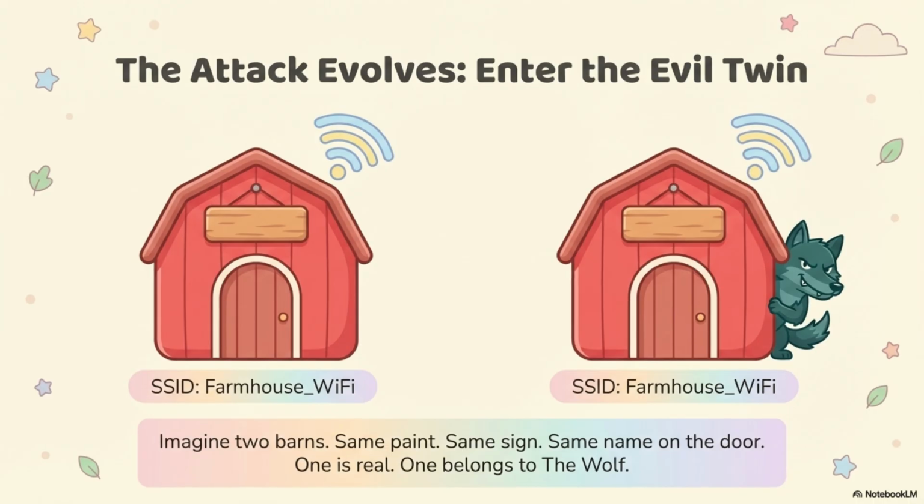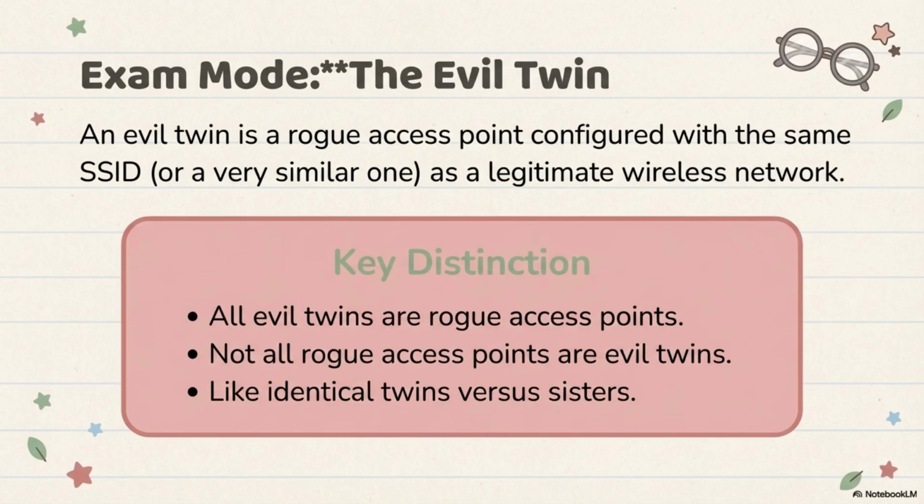Now the attack evolves. Enter the Evil Twin. Imagine two barns, same paint, same sign, same name on the door. One is real, one belongs to the wolf. Exam mode. An evil twin is a rogue access point configured with the same SSID or a very similar SSID as a legitimate wireless network.